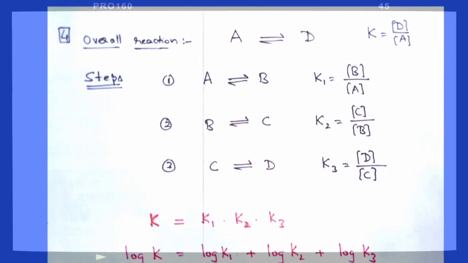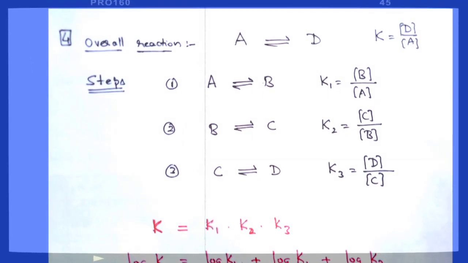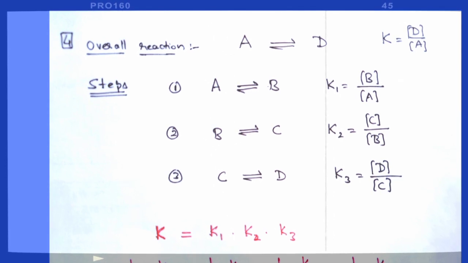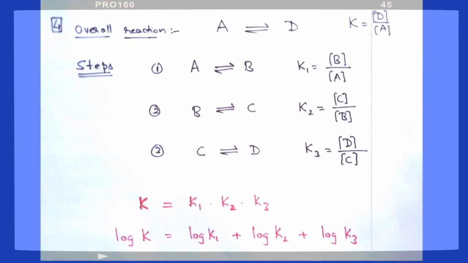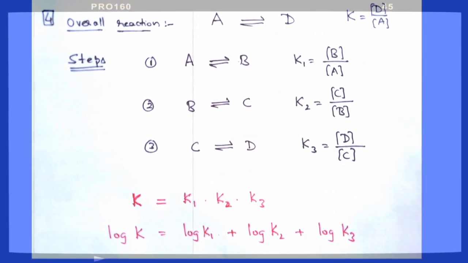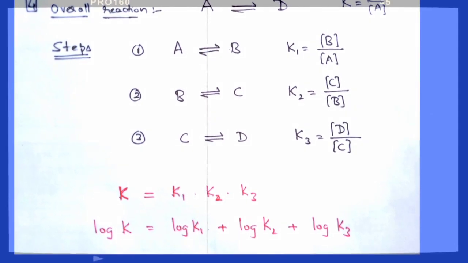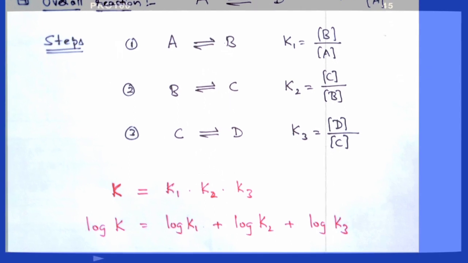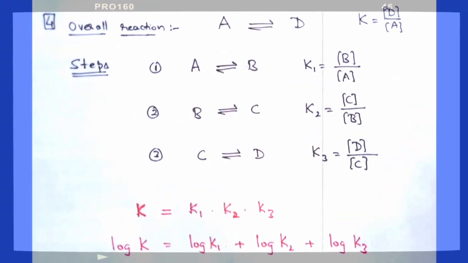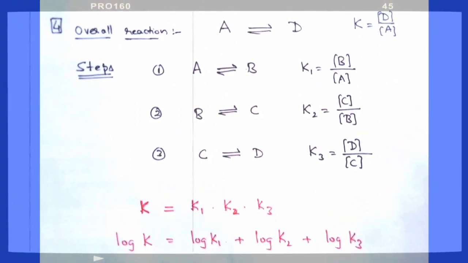Fourth point. In this point, we are discussing the relation between overall equilibrium constant and stepwise equilibrium constants. Capital K is equal to K1 into K2 into K3. Log K is equal to log K1 plus log K2 plus log K3.